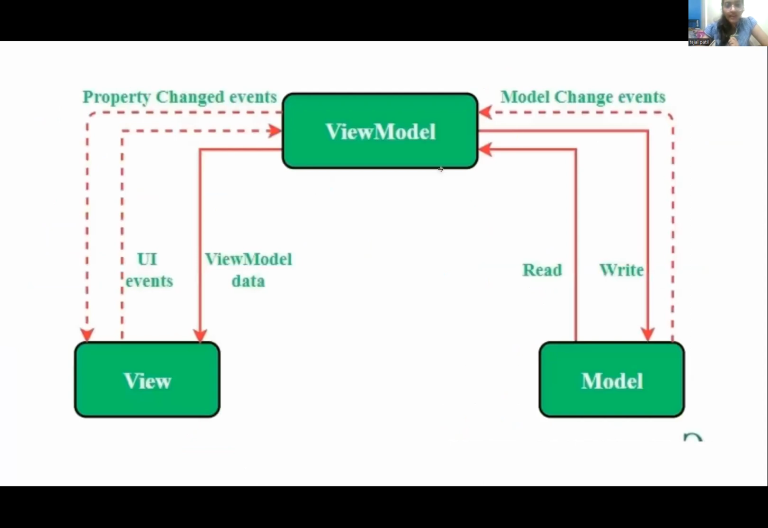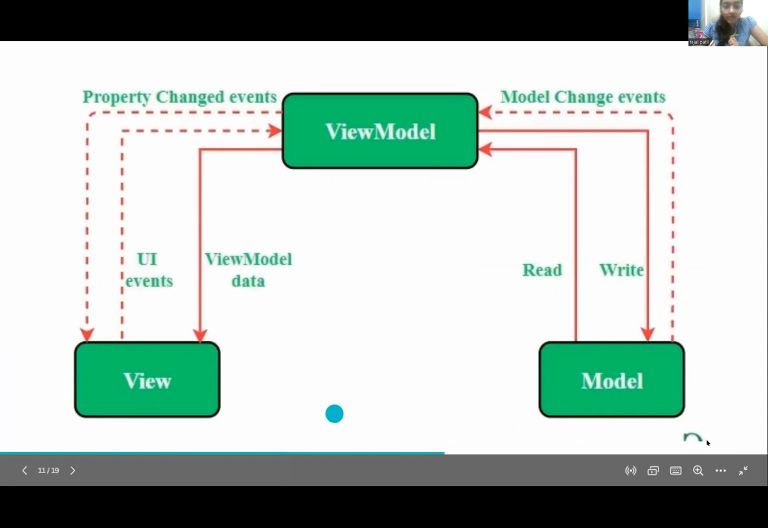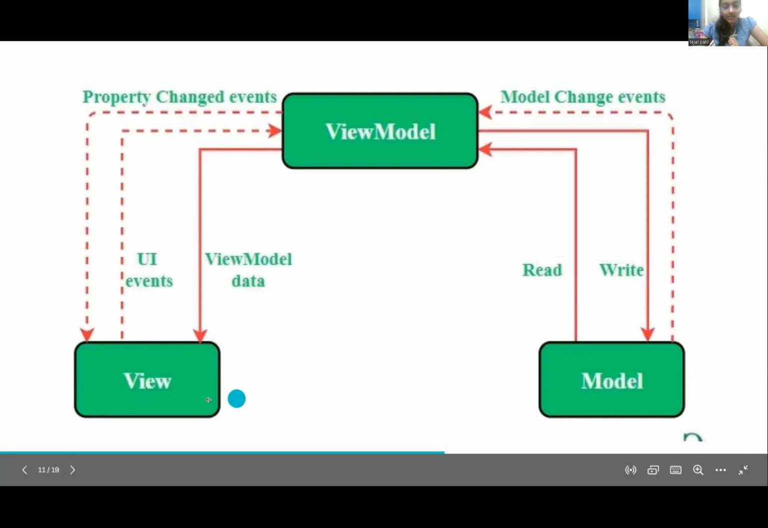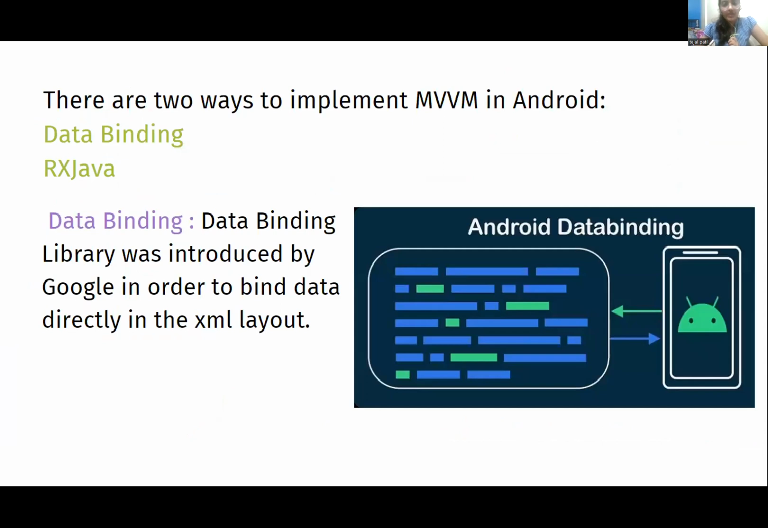So this diagram shows the architecture of MVVM. So we can see that model and view cannot directly connect to each other. We are using the view model to get access, or we can send data from view to model through the view model. There are two ways to implement MVVM architecture in Android. First, data binding, and second, RxJava. Data binding is a library that binds data directly in the XML layout.